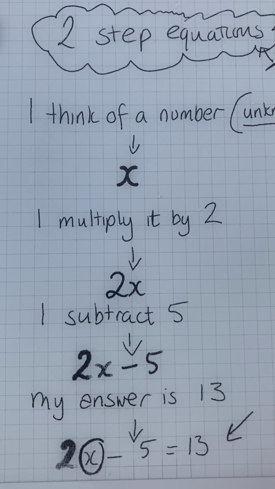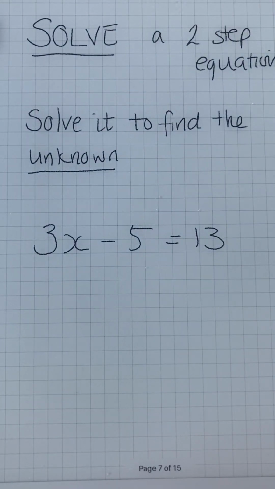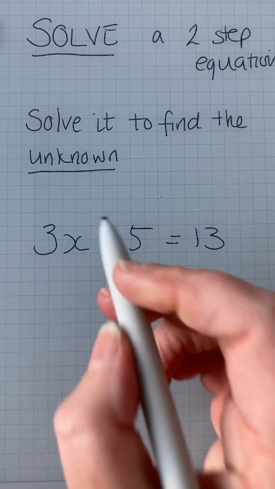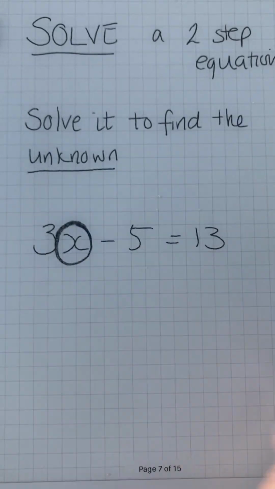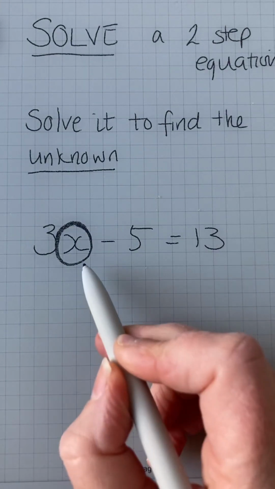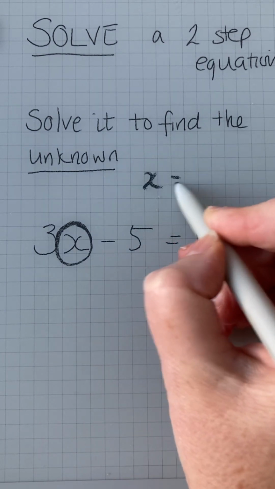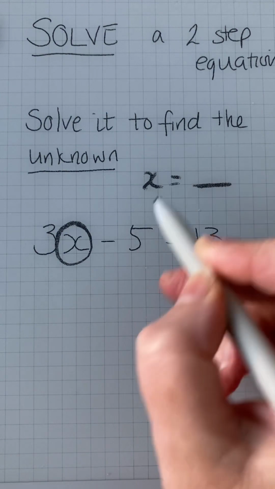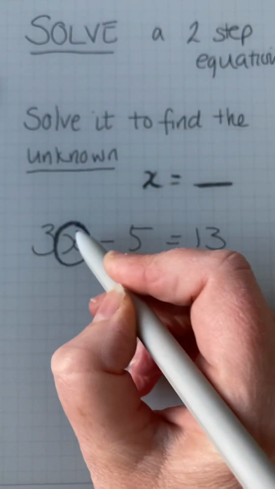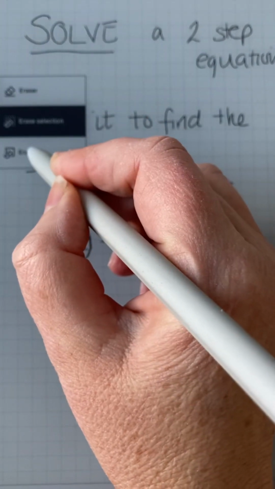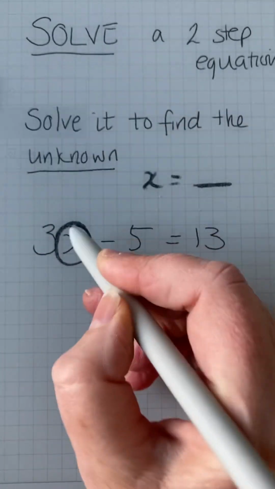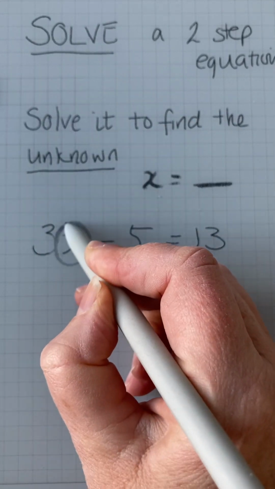Okay, so take a step, pause the video. If you're a bit stuck, go back, make sure you understand all of that. So how do we solve it? How do we solve a two-step equation? How do we solve it to find this x, this unknown? Well, the first thing is we need to get that x by itself. We need to have x equals whatever. That x needs to be by itself. So everything else around about here needs to go.